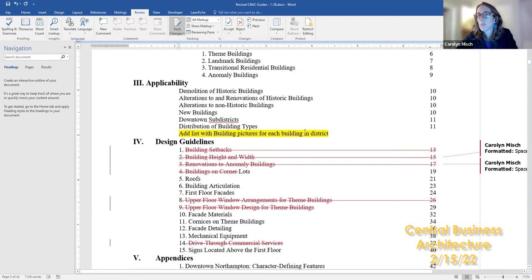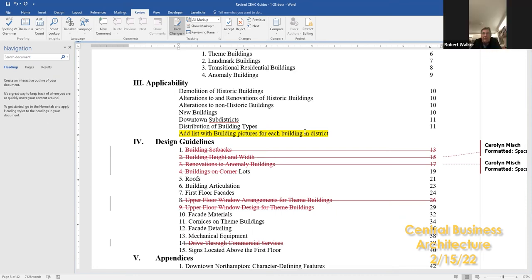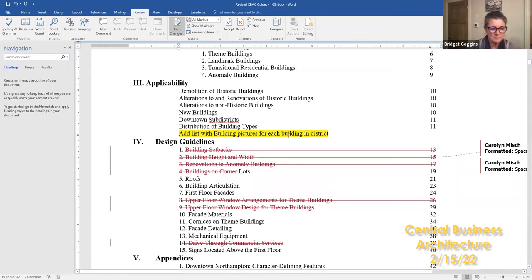It does, and then in the form-based code it also says these buildings and these standards will be reviewed by Central Business Architecture. Okay. I'm sorry, I wasn't at the last meeting, so I don't know. That's okay, that's fine. Thank you.